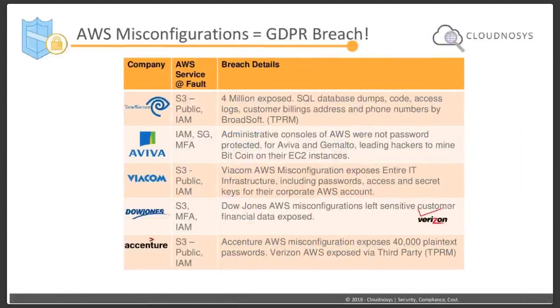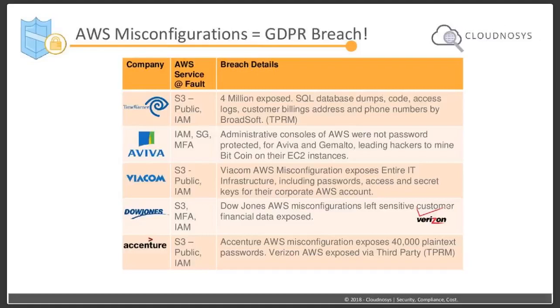Now, by the way, all these companies that we're showing here that were hacked, none of them would have been hacked if the 44 controls were in place. None of them. And our guys have looked at it. So that's really what it comes down to.